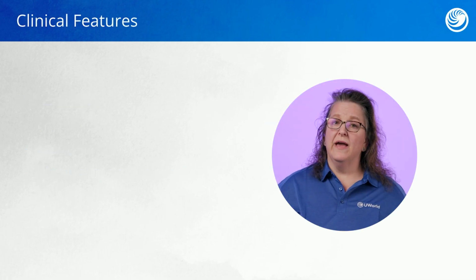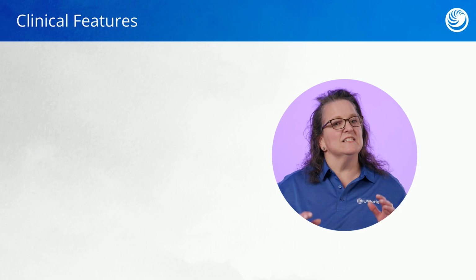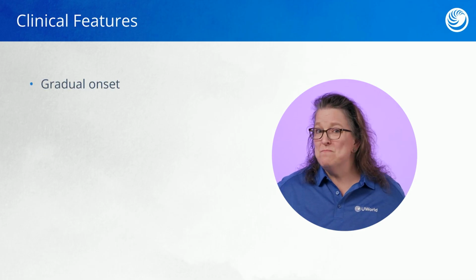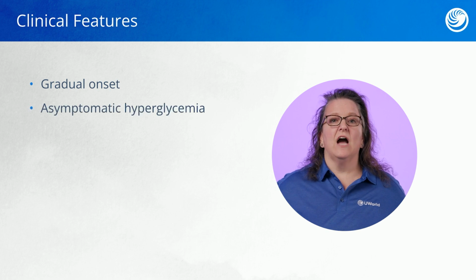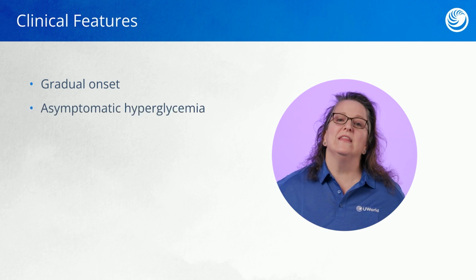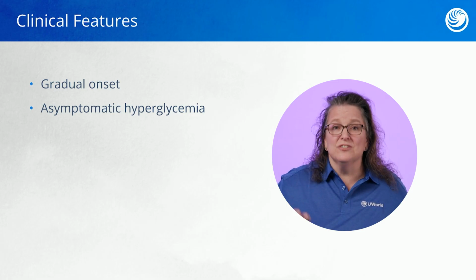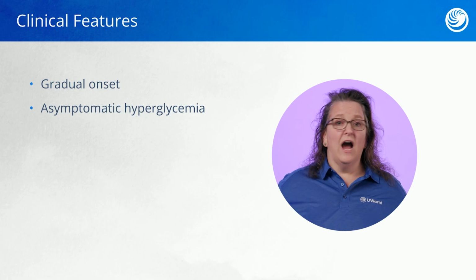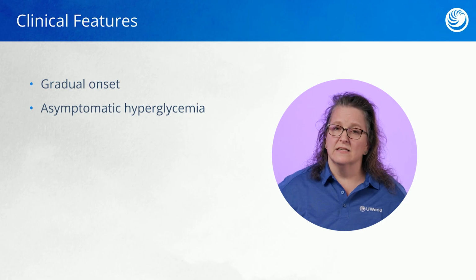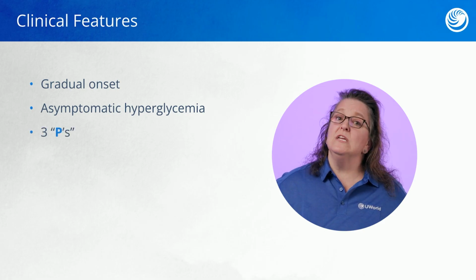What are the clinical manifestations for type 2 diabetes? Generally speaking, this is a gradual onset, and many clients have asymptomatic hyperglycemia. These clients will go for years without knowing they even have type 2 diabetes. This results in having years and years of your body in a hyperglycemic state. Eventually, the client's body may respond with the 3 Ps.